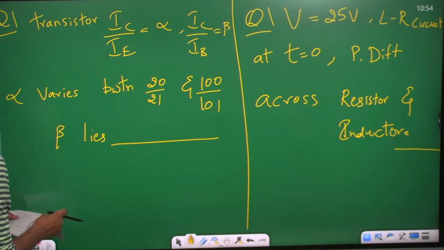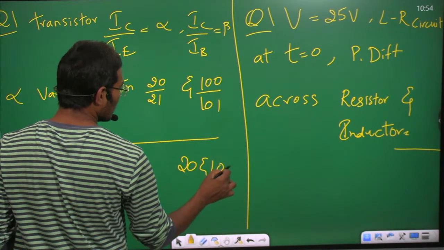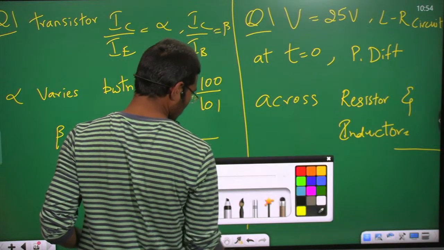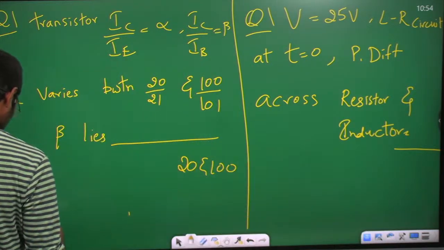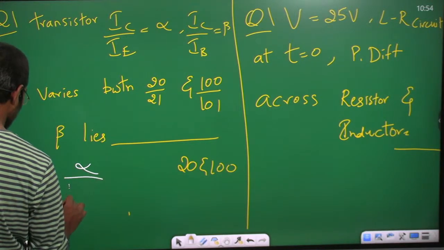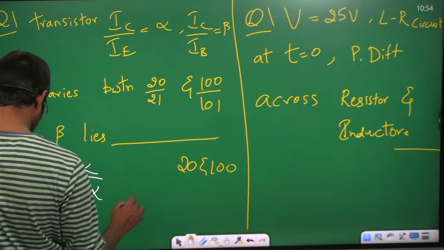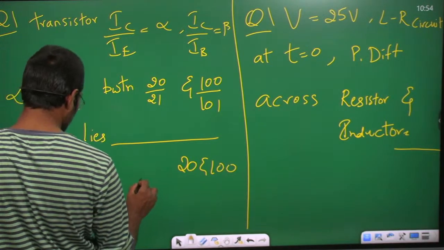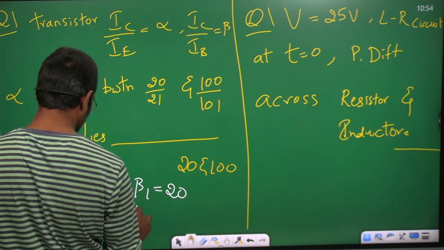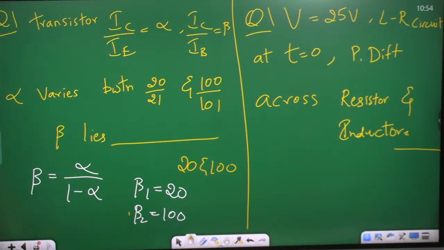So this is 20 and 100, right? Okay. So how do you get beta is equal to alpha by 1 minus alpha, right? So straight formula. So find beta 1 and beta 2. Beta 1 is 20, beta 2 is 100. Okay. How about the second question?